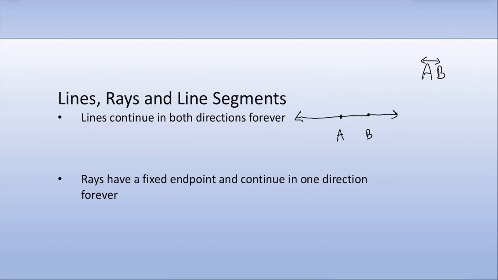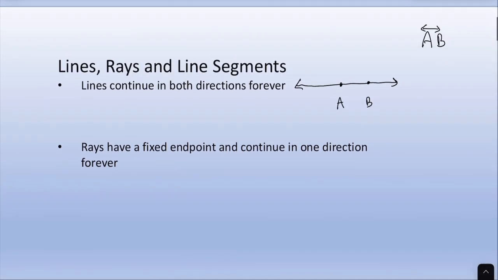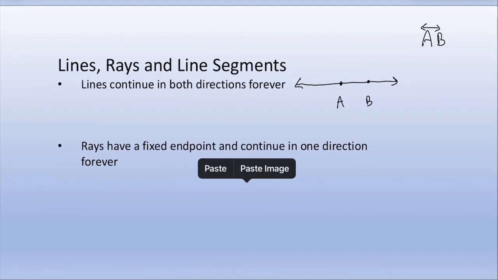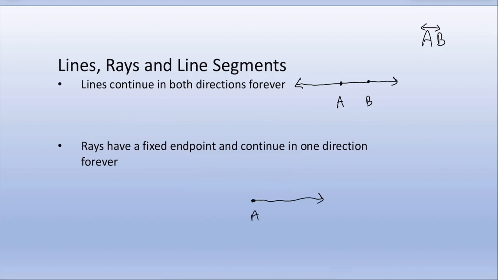Now, a ray is a little different. It's a fixed endpoint and it continues in one direction. So for that case, you would call that ray AB. And if you put the little arrow, it has to be above the A with the endpoint and the arrow going in the B direction.